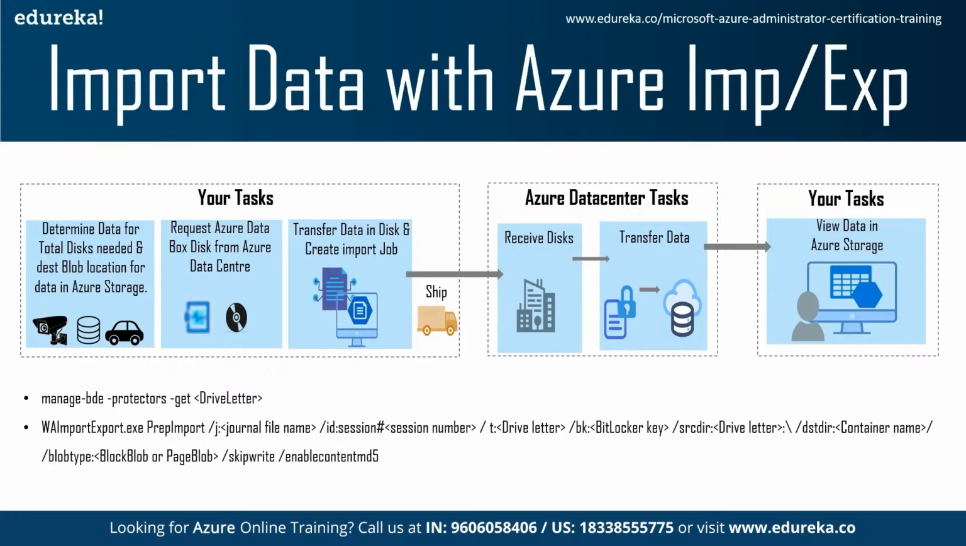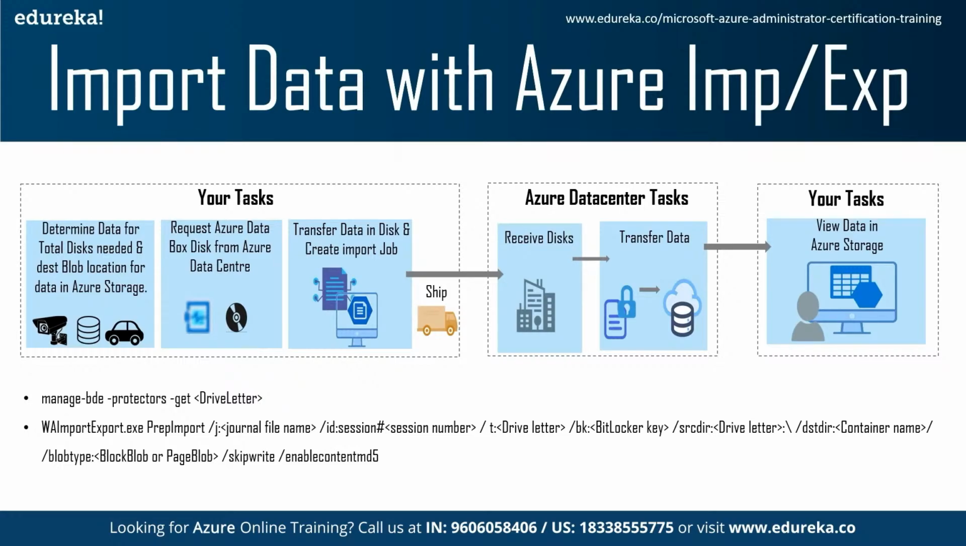This is default. What will change is the part in brackets. You can see the journal file name, which will be generated when you use the WA import export tool. There will also be a session ID number that will be generated, so you have to put that too. Then there will be the drive letter, for the drive you want to view on the cloud. That is the drive you are going to upload, right?